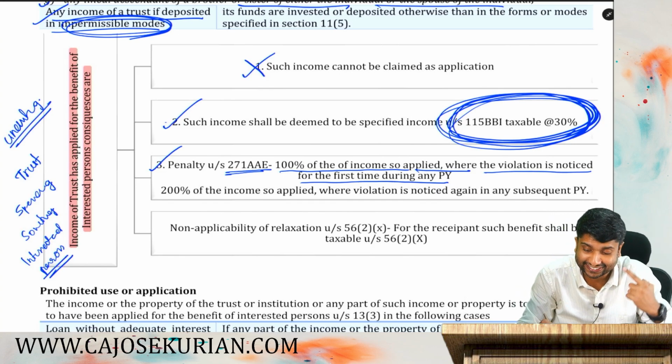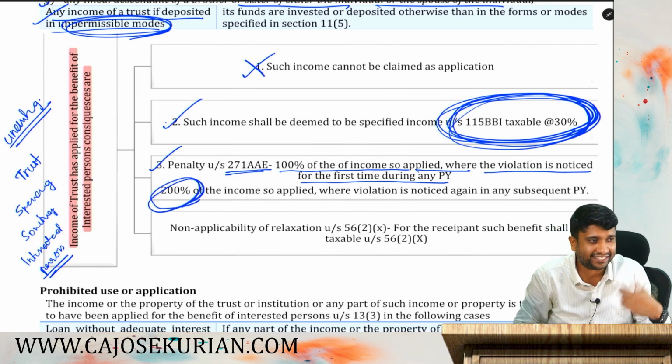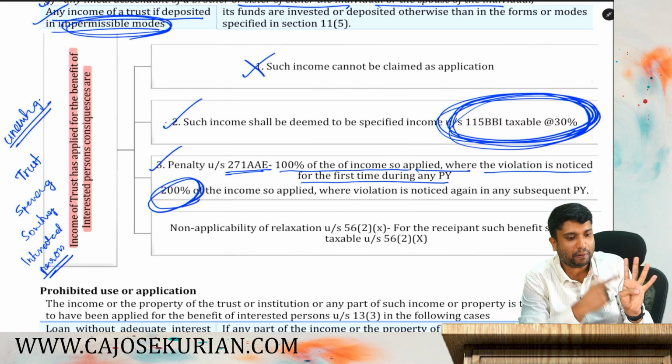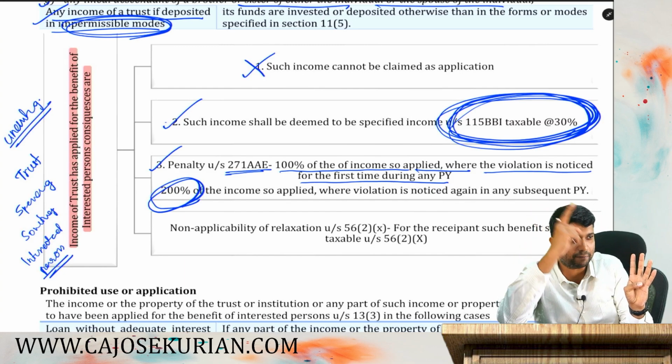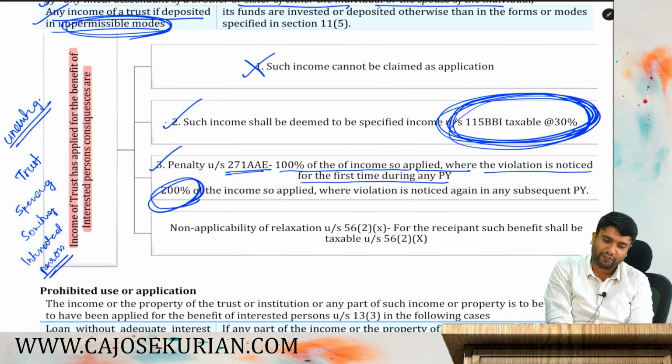What if it's a subsequent violation? That means you are continuously doing it, just 200%. For spending 10 lakh, you have to pay 20 lakh as penalty. Plus, income tax will come at 30%. Are you with me? This penalty is an extra amount that you have to suffer from your pocket.